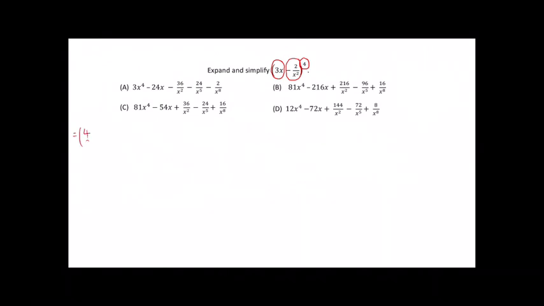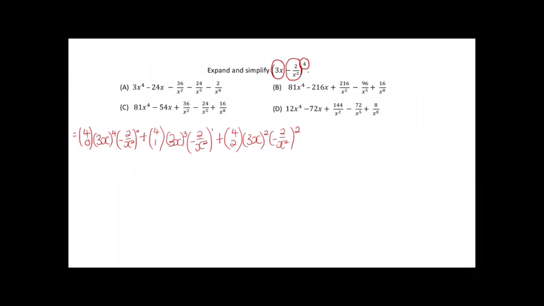So I'm starting off with 4 choose 0. I've then got 3x to the highest power, which is 4, and negative 2 over x squared to the lowest power, which is 0. And I'm then just going to follow the pattern. So 4 choose 1, 3x to the power of 3, negative 2 over x squared to the power of 1. I'm then going to keep going through 4 choose 2. So decreasing the power on my first term, increasing the power on my second term, and checking that they add up to 4. 2 and 2 gives me 4. So I can keep going.